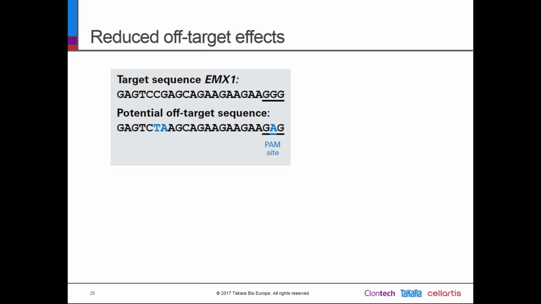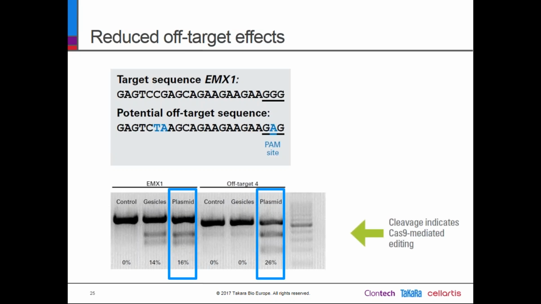Now the last point I would like to mention with regards to vesicles is that we also did some experiments with regards to off-target effects. We compared plasmid delivery to vesicle delivery side by side for the knockout of the EMX1 gene. You can see here the potential off-target site that has 3 bases difference to the on-target site. Again, the cleavage indicates genome editing. When using plasmid delivery, you can see genome editing events at the EMX1 site, but also cleavage bands at the off-target site.